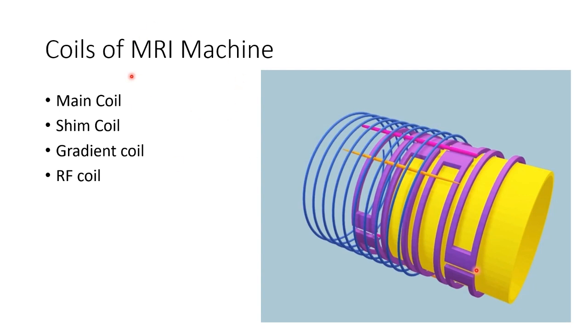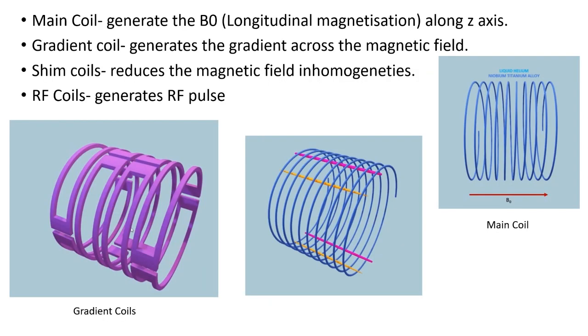So coming to the various coils of the MRI machine, there are mainly four types of coils within the MRI machine: main coil, shim coil, gradient coil, and radio frequency coil. The blue one is the main coil, the purple one is the gradient coil, the longitudinal ones are the shim coils, and the yellow one is the radio frequency coil. The main coil generates the main magnetic field along the z-axis. The z-axis passes through the patient, the longitudinal axis, from head to toe.